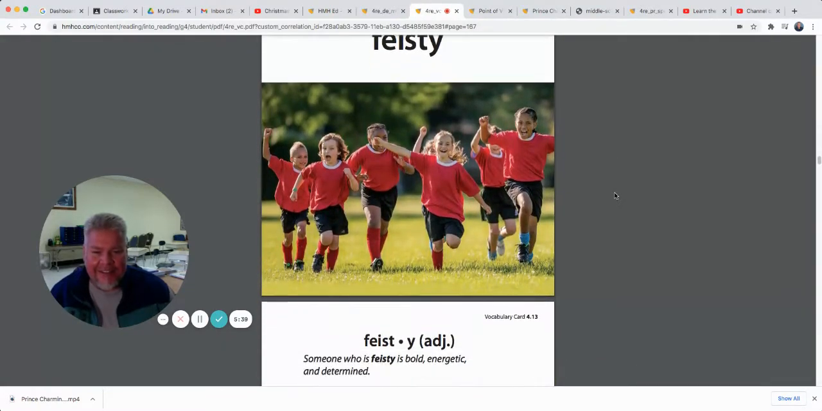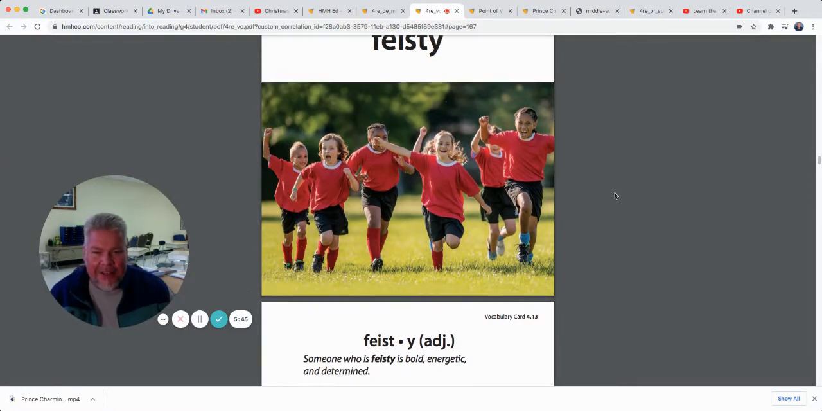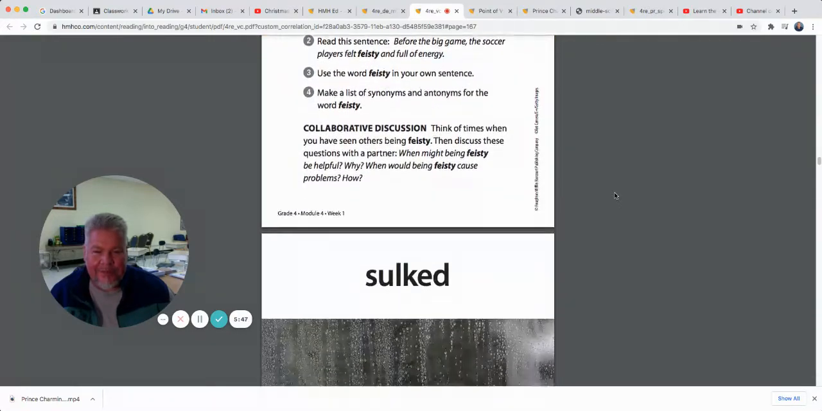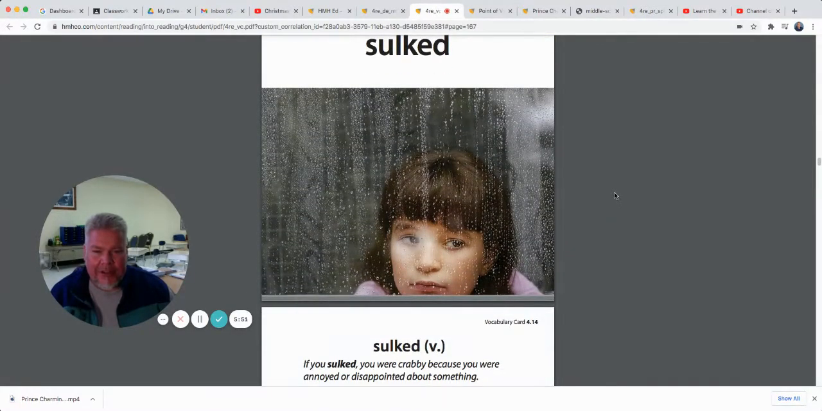Feisty. Feisty is someone who's bold and energetic and determined. Looks like these soccer players are feisty. They're ready to win the game. Sulked. This little girl is sulking. She wanted to go outside and play. You sulked, you're crabby because you were annoyed or disappointed about something.